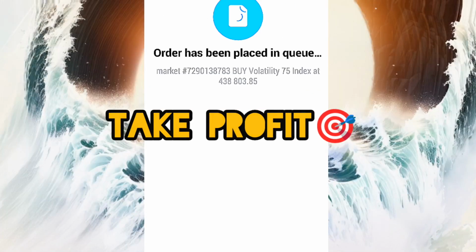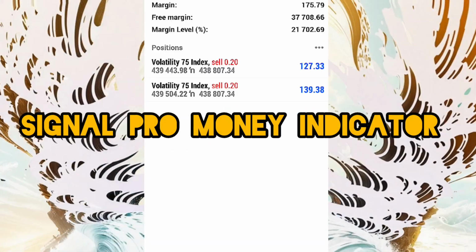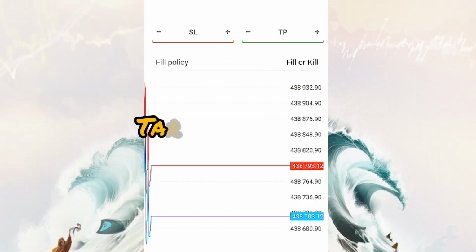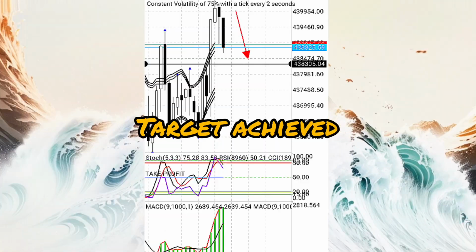You can see that the market finally went in the direction we predicted. Congratulations to everyone that took the signal. It's very important to always be profitable.